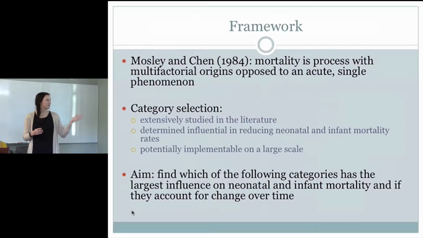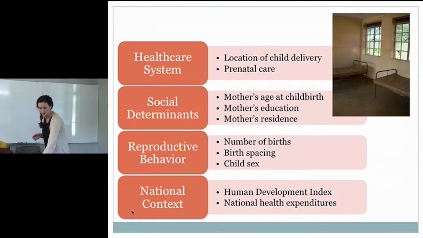So again, my aim is to follow this category selection to see which category as a whole can reduce infant mortality the most among this vast literature and the vast options that are out there. And then to see if they account for change over time in infant mortality. The categories that the literature led me to, the broad ones over here, and then the select indicators that comprise them on the right. And most of them are well known.